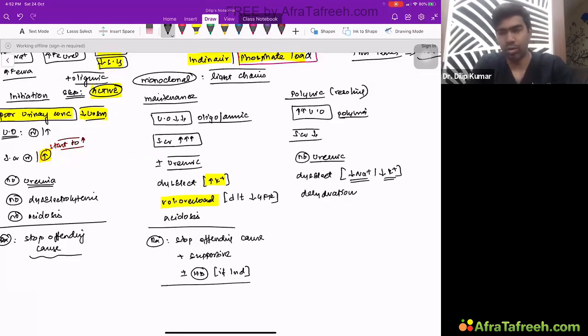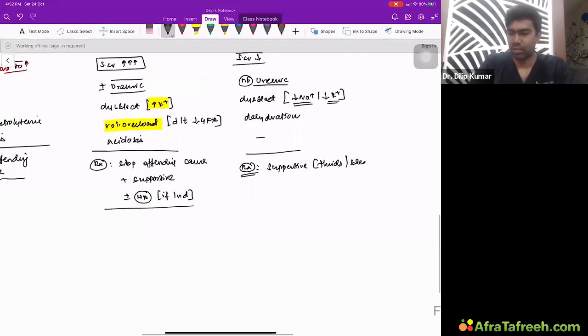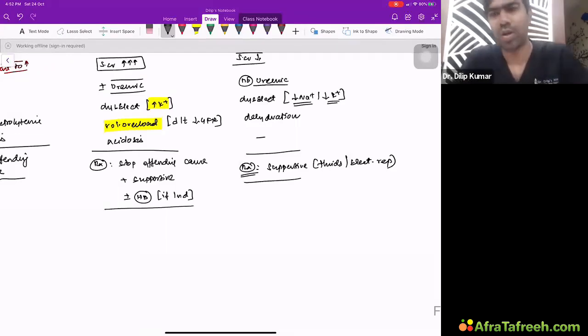Dehydration rather than volume overload state, and there will usually be no acidosis in this particular situation. So treatment here: the offending cause has already been reversed, so not a problem. All you need is supportive treatment, for example fluids and electrolyte replacement. That's what you're going to give, and you don't need anything else. You just wait for the creatinine to come back to normal and the patient's urine output to become normal.